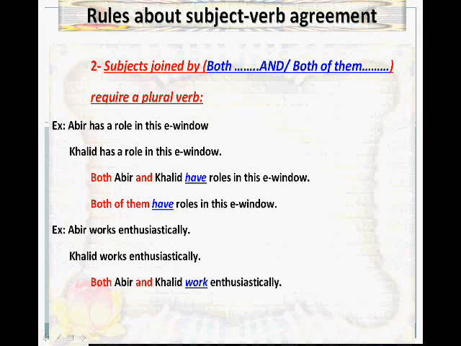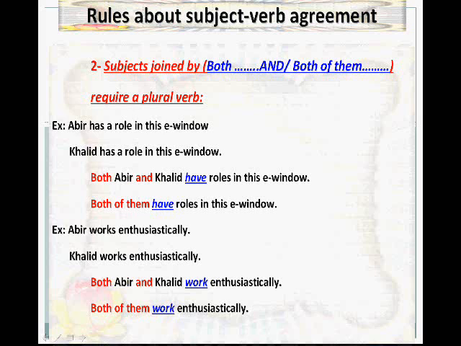I'm not talking about Abir alone or Khalid alone. I'm talking about both people, Abir and Khalid. So the verb should be in the plural form without S, work. Also I can say both of them work enthusiastically. So instead of having both and, I can say both of them. And again the same thing we said, that the verb should be plural, so it will be work. So it will be both of them work enthusiastically.